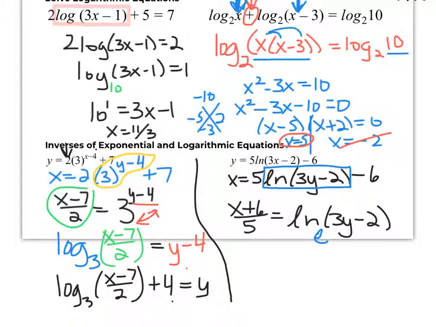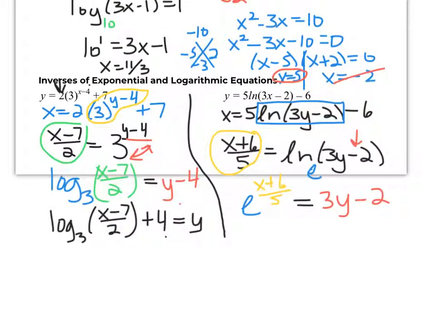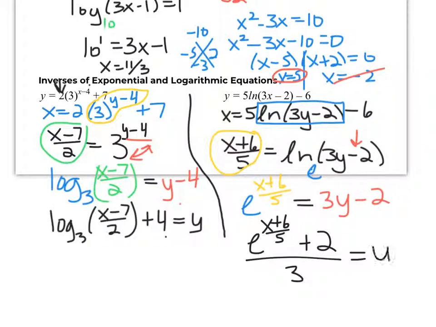So now I'm going to rewrite this as an exponential function. So e to the, what? x plus 6 over 5. Because it can't be what was with e already, which was 3y minus 2. They need to swap. And then my last two steps to get y by itself are to add 2 and divide by 3. So e to the x plus 6 over 5, plus 2, divided by 3. And we can just leave it like that for now.